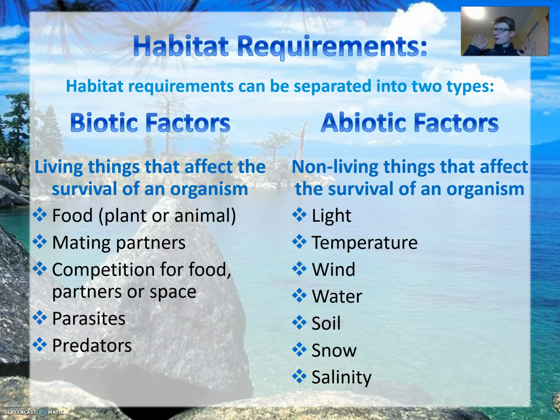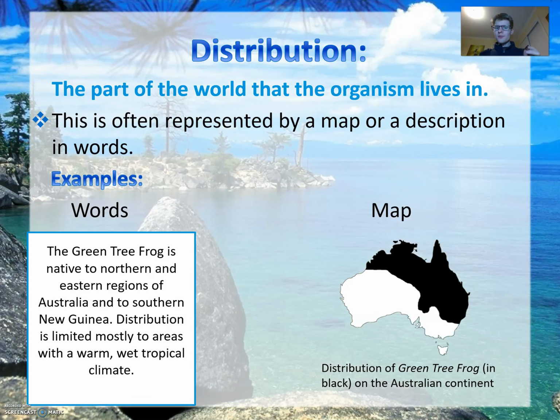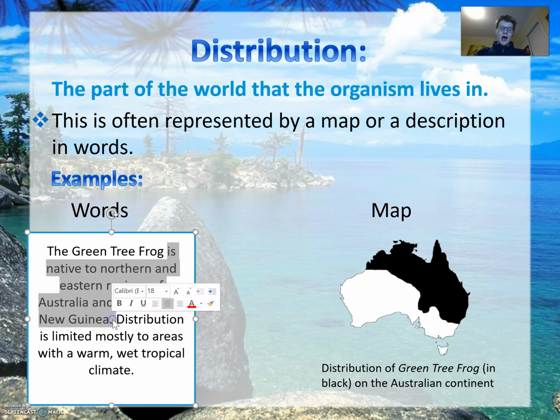Now, we understand habitat more or less, and we understand abiotic and biotic factors. We're going to understand some other words here. Distribution. Now, people get distribution and habitat mixed up a lot. Distribution refers to where an organism can be found on a map. So if we're talking about the green tree frog, we describe its distribution in words as to say it is native to northern and eastern regions of Australia and to southern New Guinea.